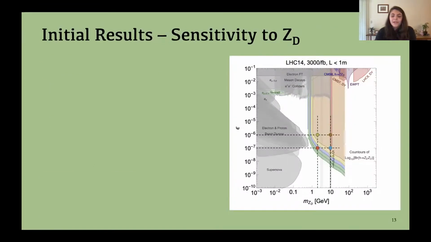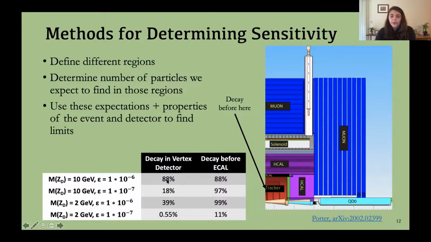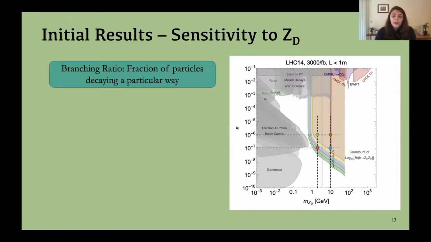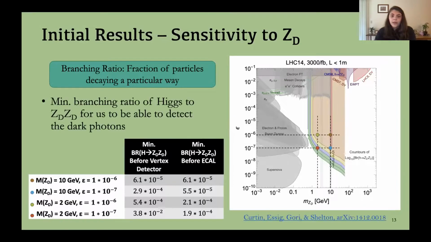And then, as I mentioned in the last point here, we can use these percentages that you get from this process to get some limits on the sensitivity. Here, we're going to be limiting the sensitivity based on something called the branching ratio, which is just the fraction of particles that are decaying a particular way. And here, we're finding the minimum branching ratio of Higgs to dark photons for us to be able to detect the dark photons. So basically that just means the smallest fraction of Higgs that can decay to dark photons for us to still be able to find dark photons, like how rare it can be.